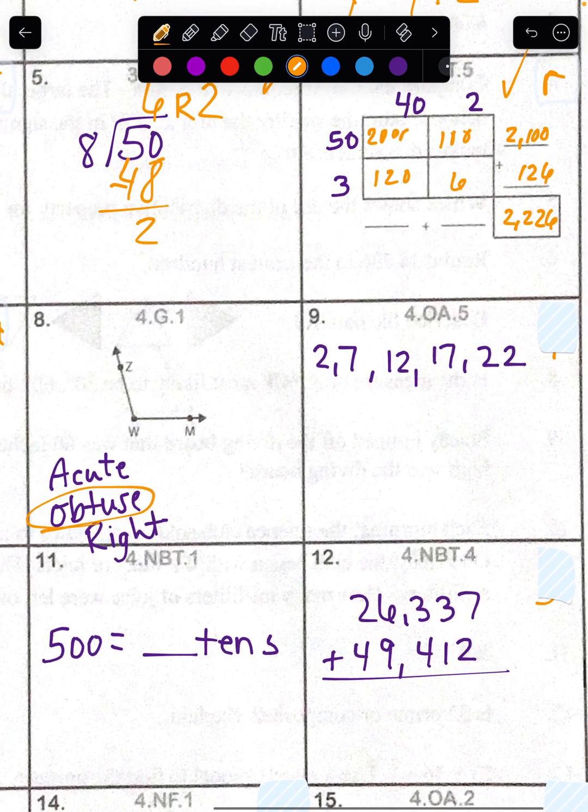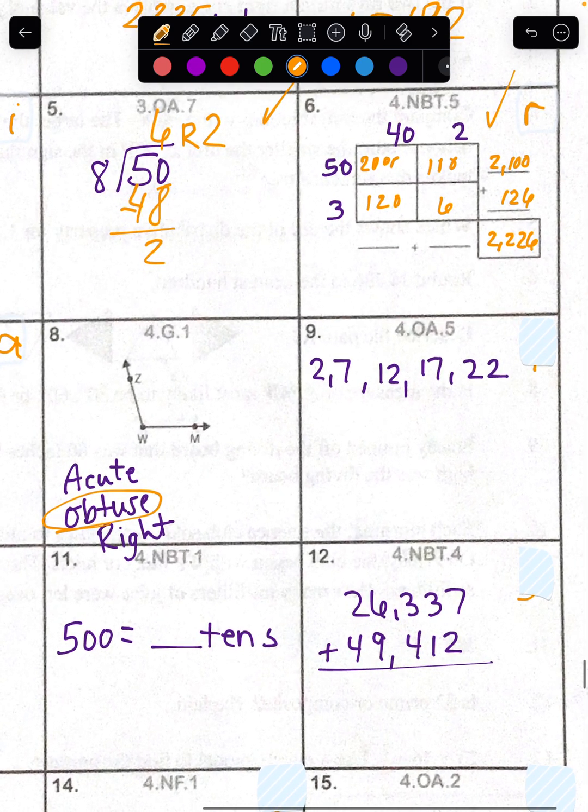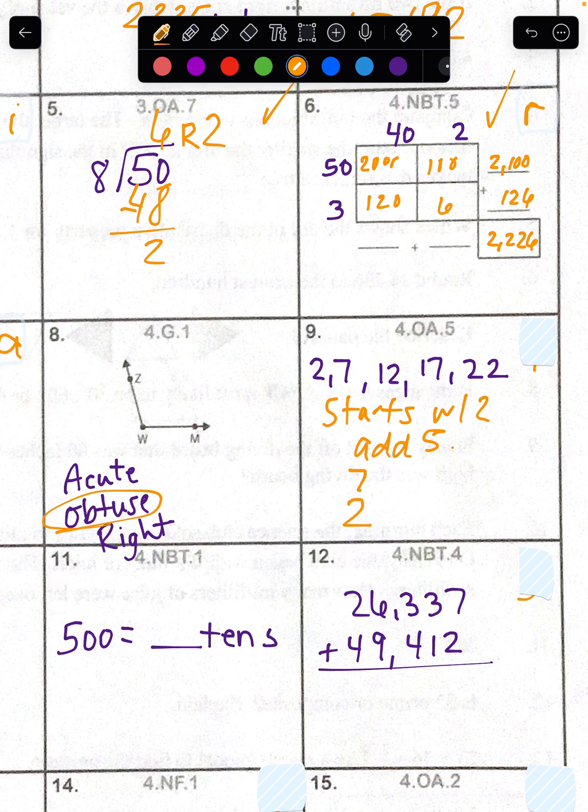All right, number 9, you have a pattern, but you're asked 2 very specific questions. Well, it starts with 2. It adds 5, and it says, what will the next digit in the ones place be? That would be a 7. And then it also says, what digit in the ones place after that would be, and that would be a 2. So the ones place alternates between 2 and 7. Okay, and another mystery letter is an L. It does not look like an L, but it is.